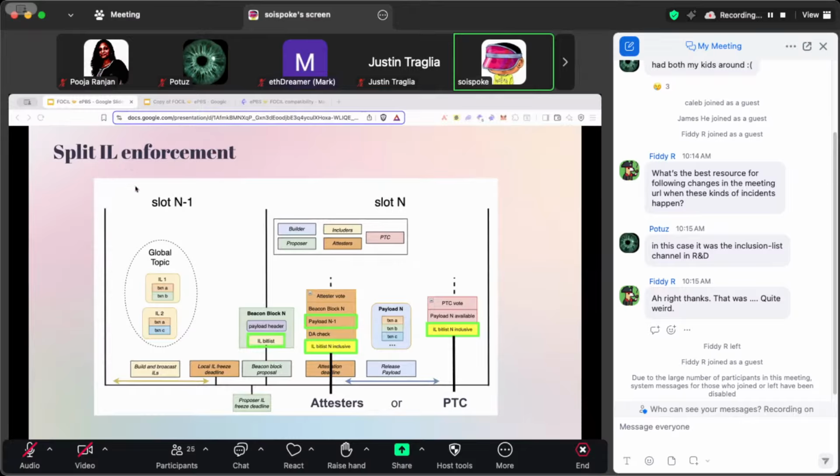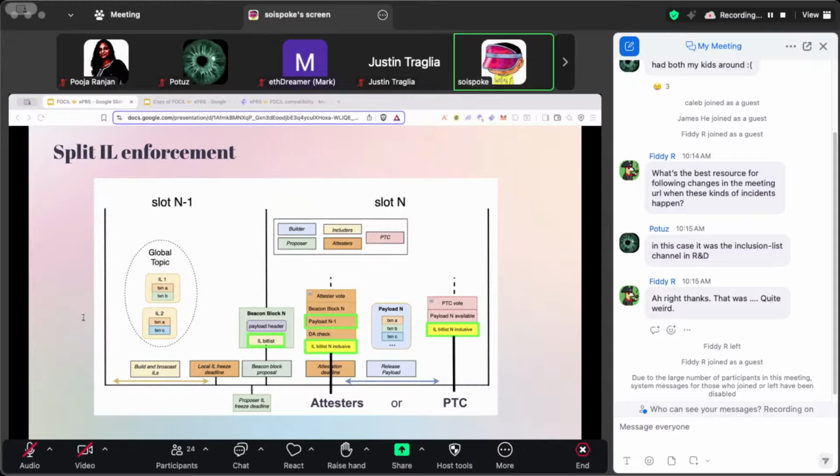I already talked about it quite a bit, but we can do the split IL enforcement, and we can basically require builders to include and commit to the IL bit list in their blocks to indicate which inclusion lists were considered when constructing their payloads. And it's nice because it allows proposers to select blocks based on the IL bit list inclusivity check. And so, as I said, based on the IL bit list, the attesters or the PTC of slot N can condition their votes based on the inclusivity check.